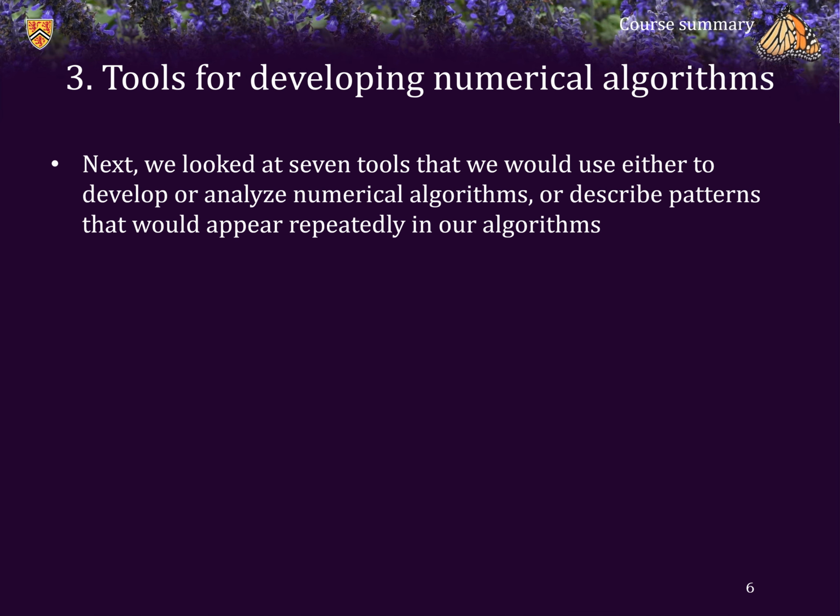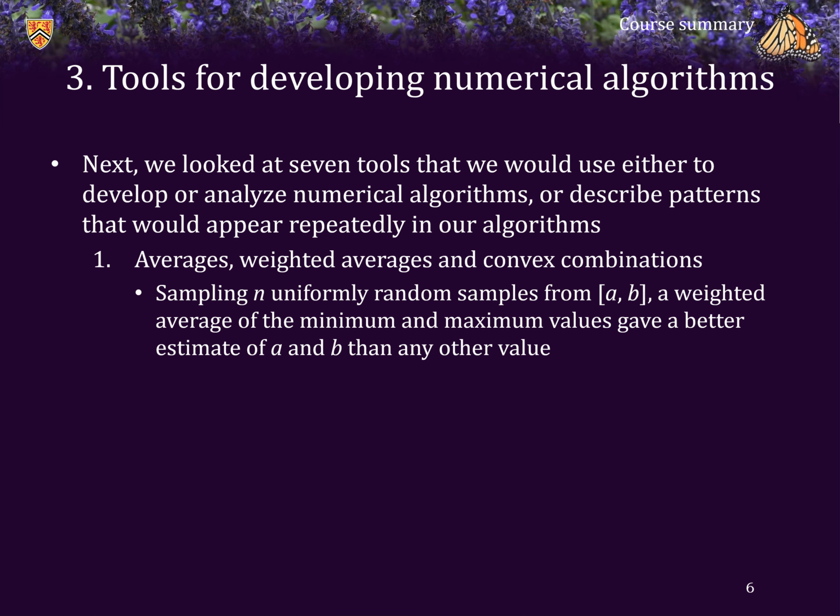Next, we looked at 7 tools that we would use either to develop or analyze numerical algorithms or describe patterns that would appear repeatedly in our algorithms. We started with averages, weighted averages, and convex combinations. The average is just the sum of n entries divided by n. The weighted average is a linear combination of those objects where the sum of the coefficients equals 1, and convex combinations when all of those weights are greater than or equal to 0.